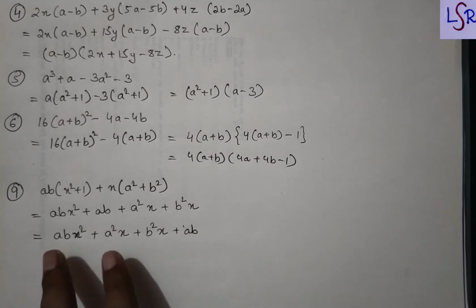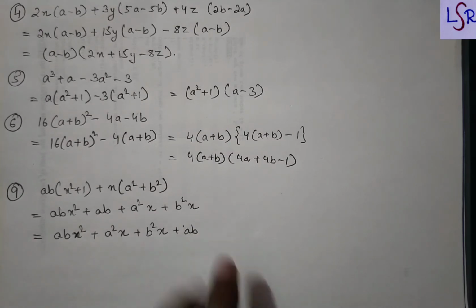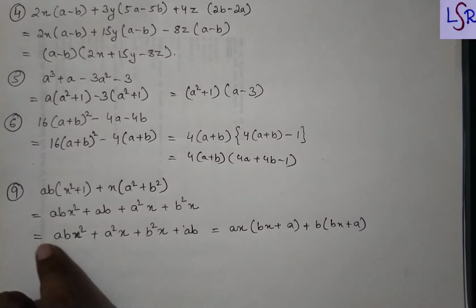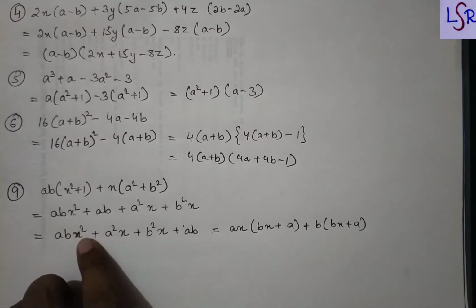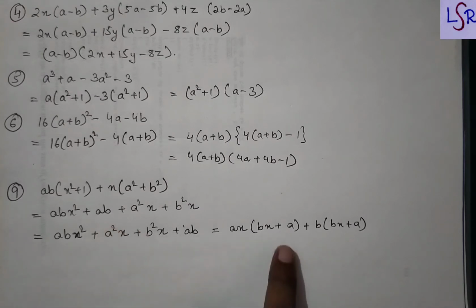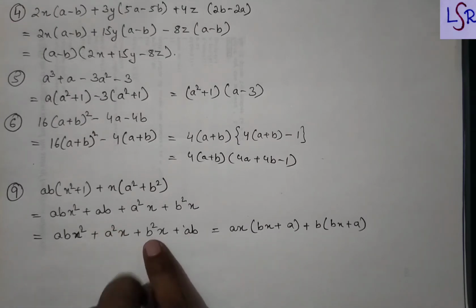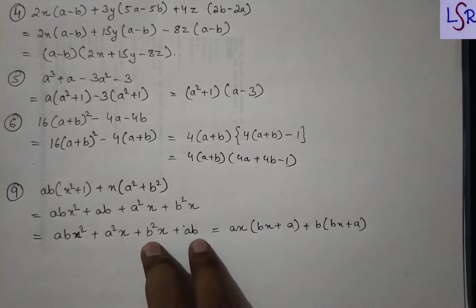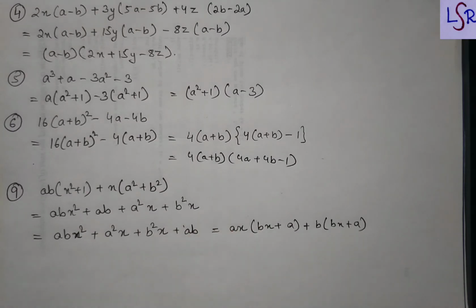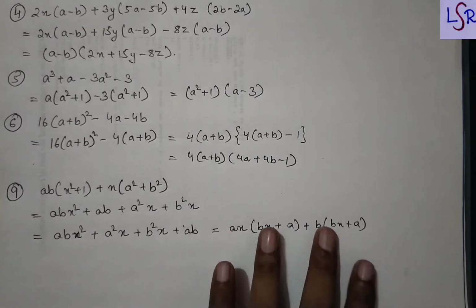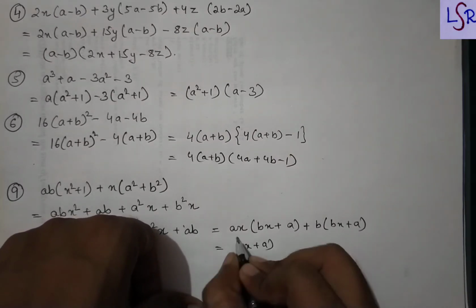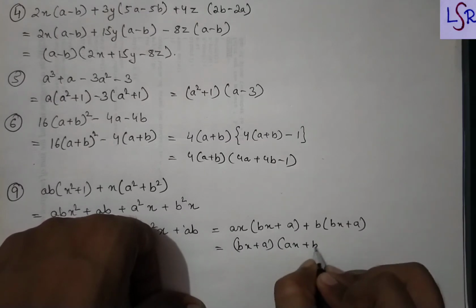Now we can take a common from these two and this one. Here I have taken ax common from these two, and after taking ax common we are left with one b and one x. Then from these two we have taken ax, so only a is left over here. And now from these two we have taken only b because b can be taken common from both of them. So we are left with bx from here and a from here. Now from these two brackets we can see the bracket is common, so we can write this one as bx plus a and ax plus b.